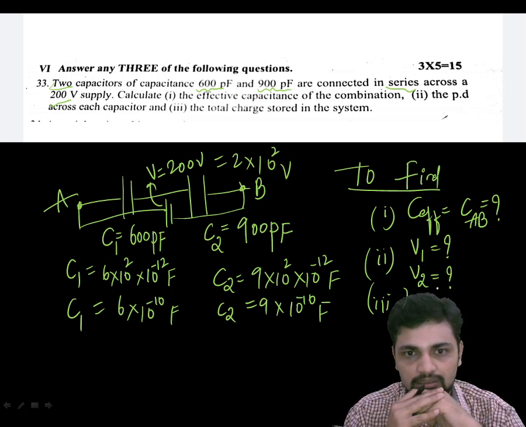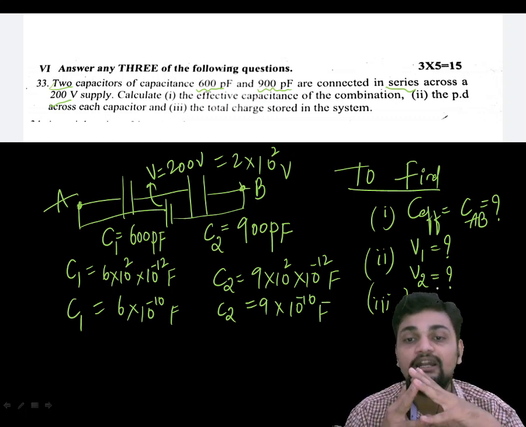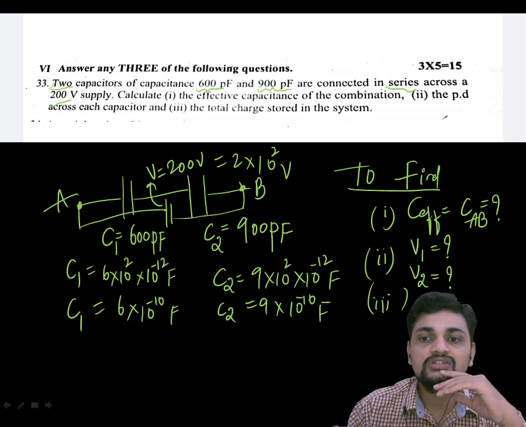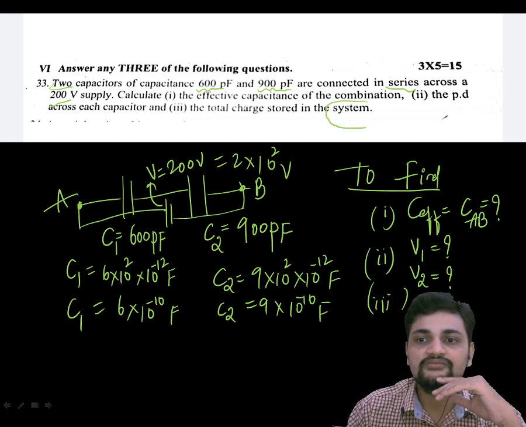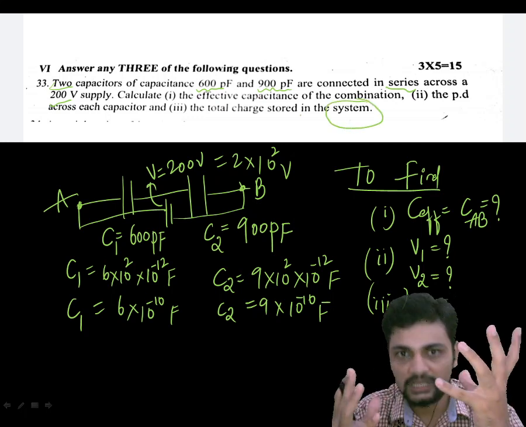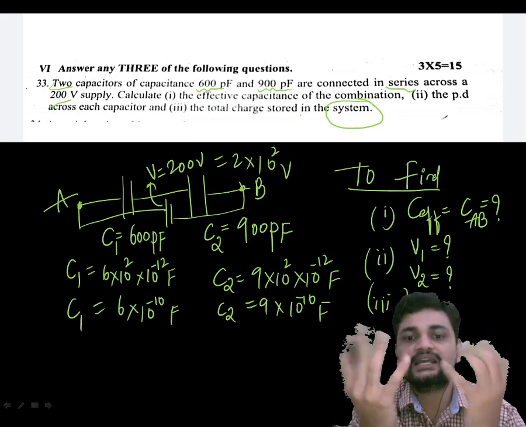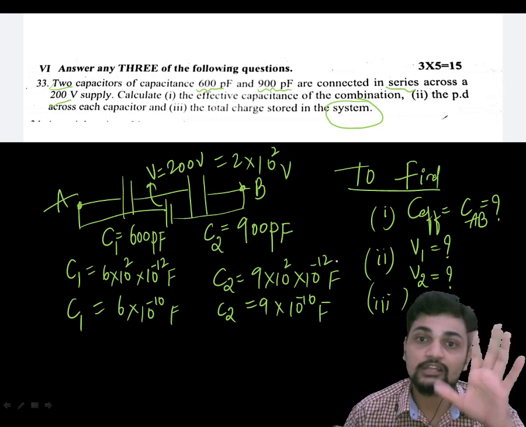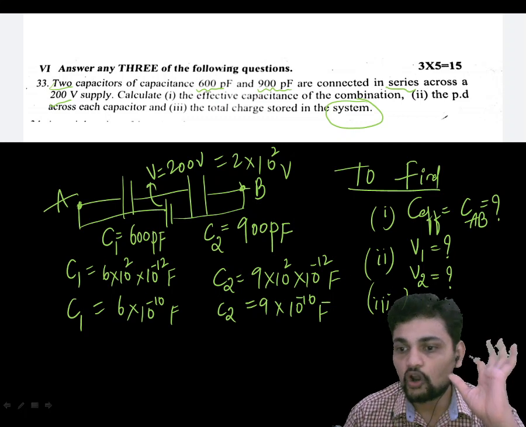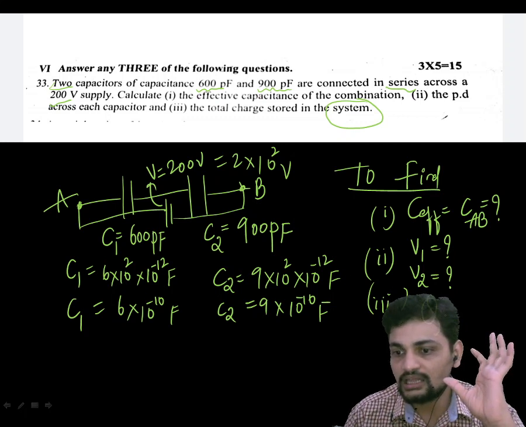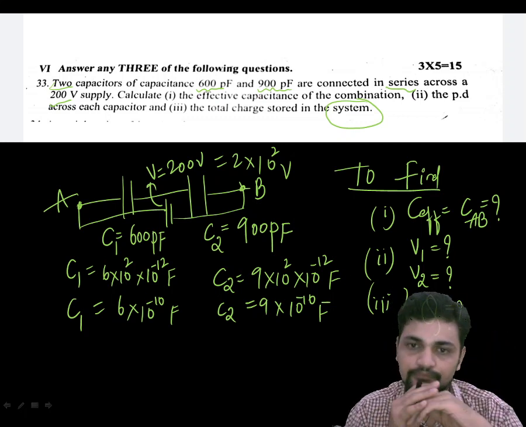Then in the third sub question, they want us to find out the total charge stored in the system. This is a very important word here, system. System is nothing but the entire circuit. So overall charge, they are not asking for the individual charge. Overall charge is nothing but the total charge in the system.